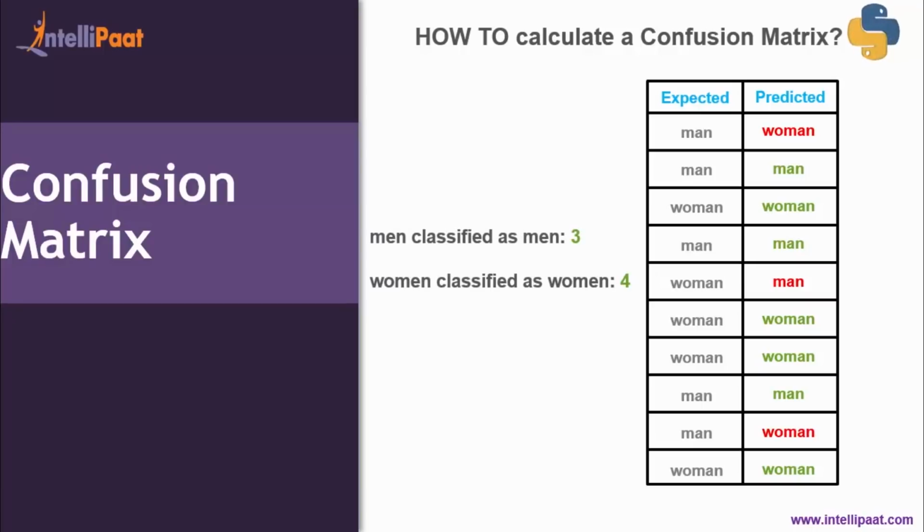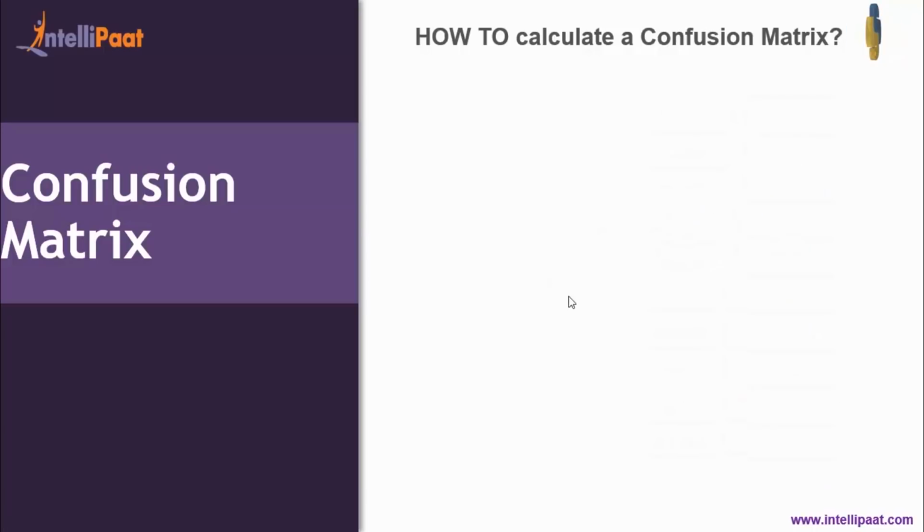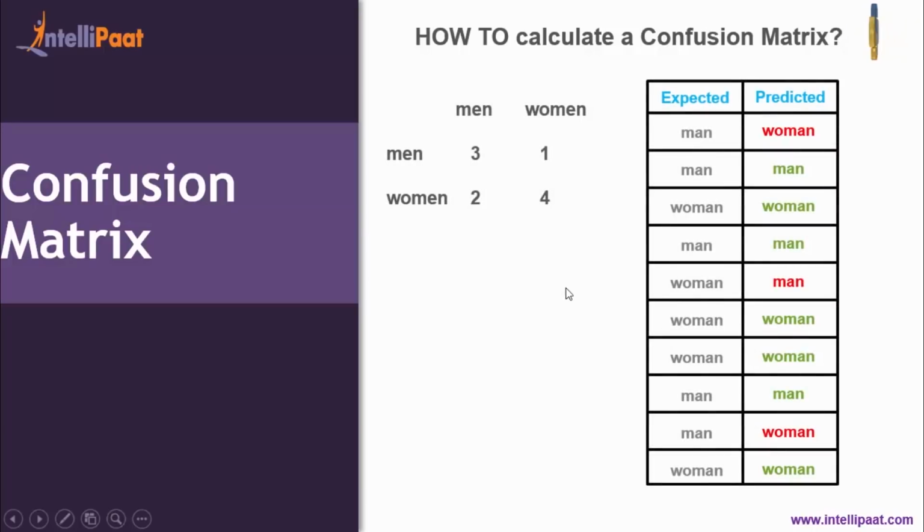Now here, men classified as men are 3, and women classified as women are 4. Men classified as women are 2, and women classified as men is 1. Now if you create a confusion matrix out of it, you'll get something like this. Men classified as men 3, men classified as women 1, women classified as men 2, and women classified as women is 4.